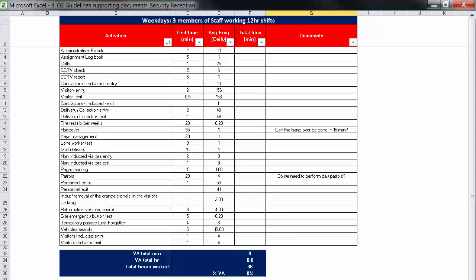So now our table is complete. We have the total list of activities alongside the unit times and the average daily frequency. Now, all we need is the total time spent by staff to complete the activity. For this, we need to multiply the unit time by the average frequency.